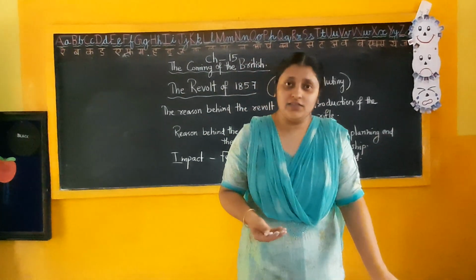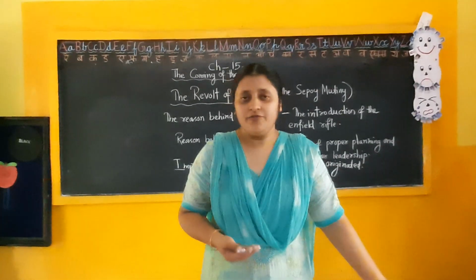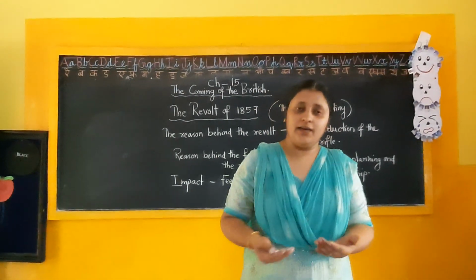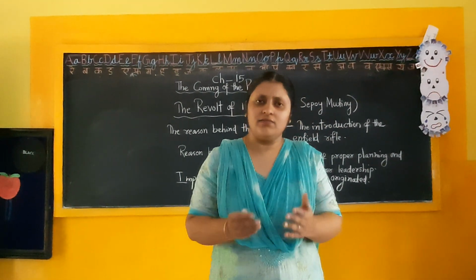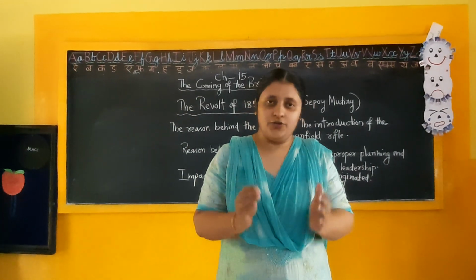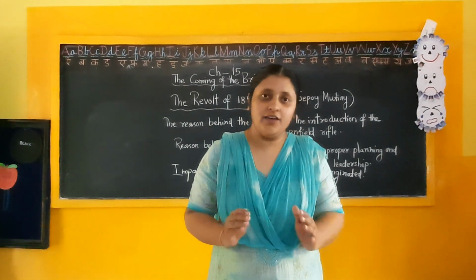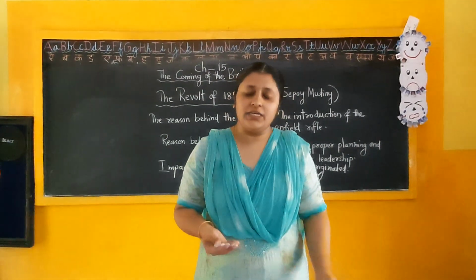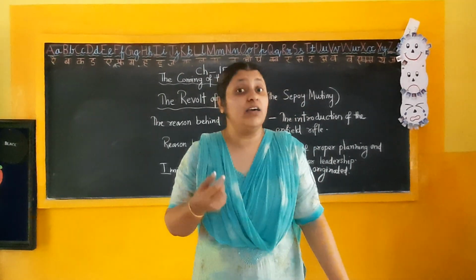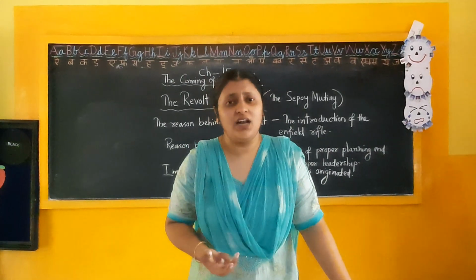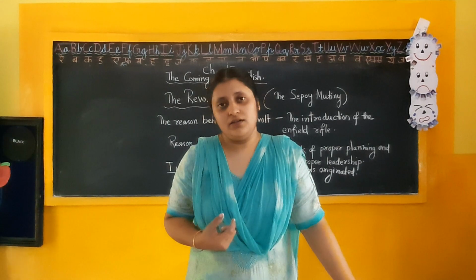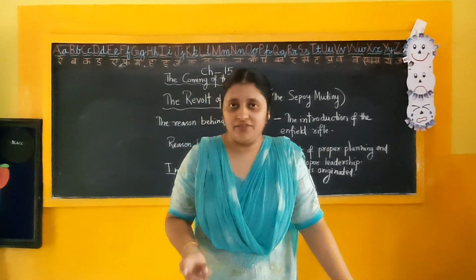After that, a lot of leaders joined the revolt of 1857: Rani Lakshmi Bai, Nana Sahib, Tantia Tope, Kunwar Singh were some of them. But it failed, because the British army was better armed and very organized, but due to the lack of proper leadership and proper planning, our Indian soldiers were defeated.